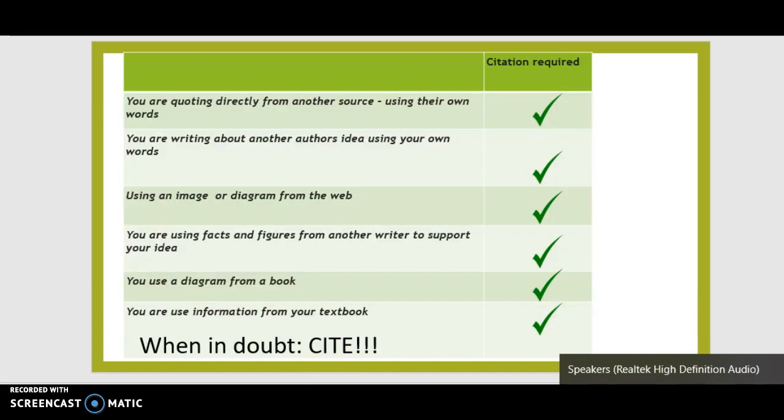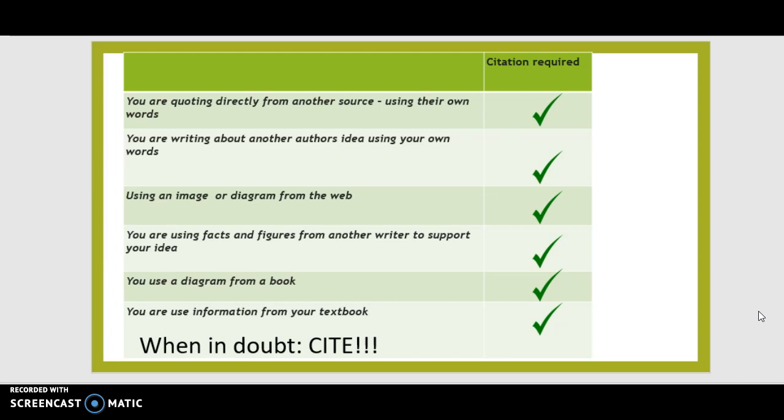Okay, so when do we use a source, or when do we cite? You're going to cite whenever you use any kind of information from another source, either if you're directly quoting or you're using your own words. You have to tell us where that information has come from.